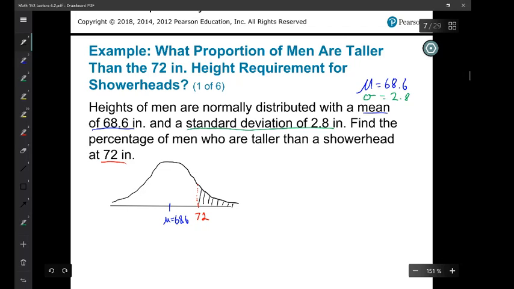So if the question had asked find the percentage of men who were shorter than a showerhead at 72 inches, it would be the area to the left of 72. So percentage of men taller than 72 is equal to this area.